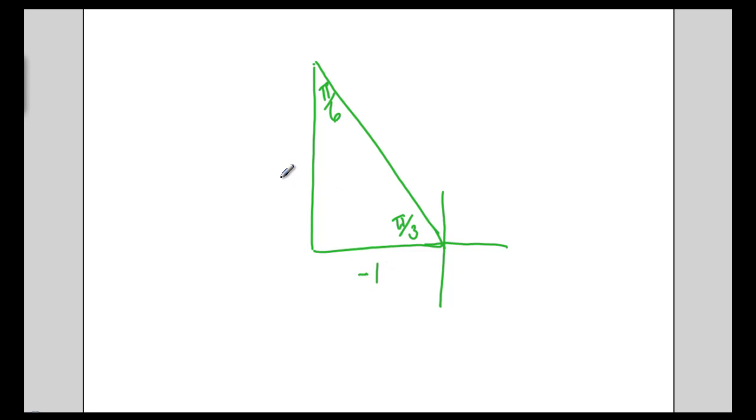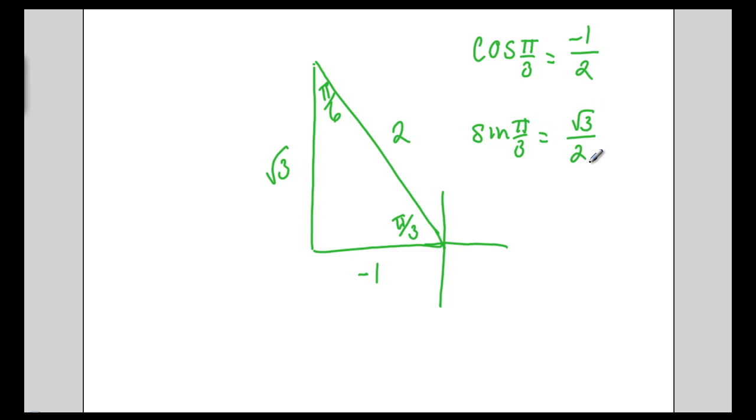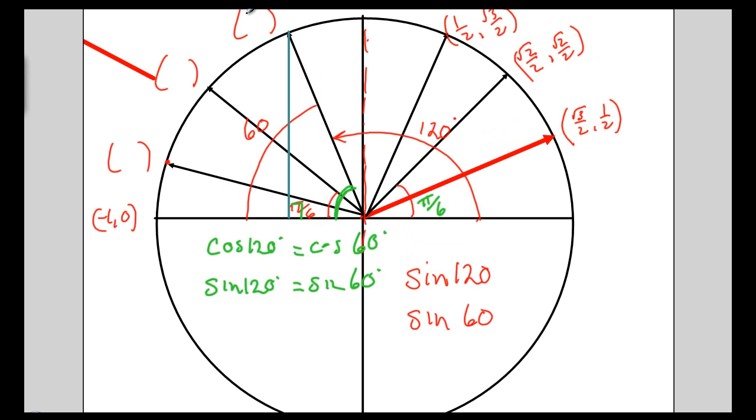Opposite of pi over 3 is going to be root 3, and the hypotenuse is going to be 2 here. So the cos of pi over 3 is adjacent over hypotenuse. The sine of pi over 3 is going to be the opposite side over the hypotenuse. So here are my two values for my coordinate points, negative 1/2 and root 3 over 2. They go in right here, negative 1/2 and root 3 over 2.